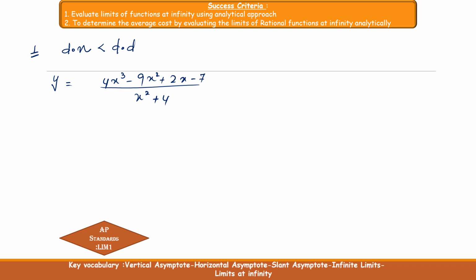Okay, so what is the degree of numerator here? The highest degree of the function is 3. What is the degree of denominator? In this case, it is 2.